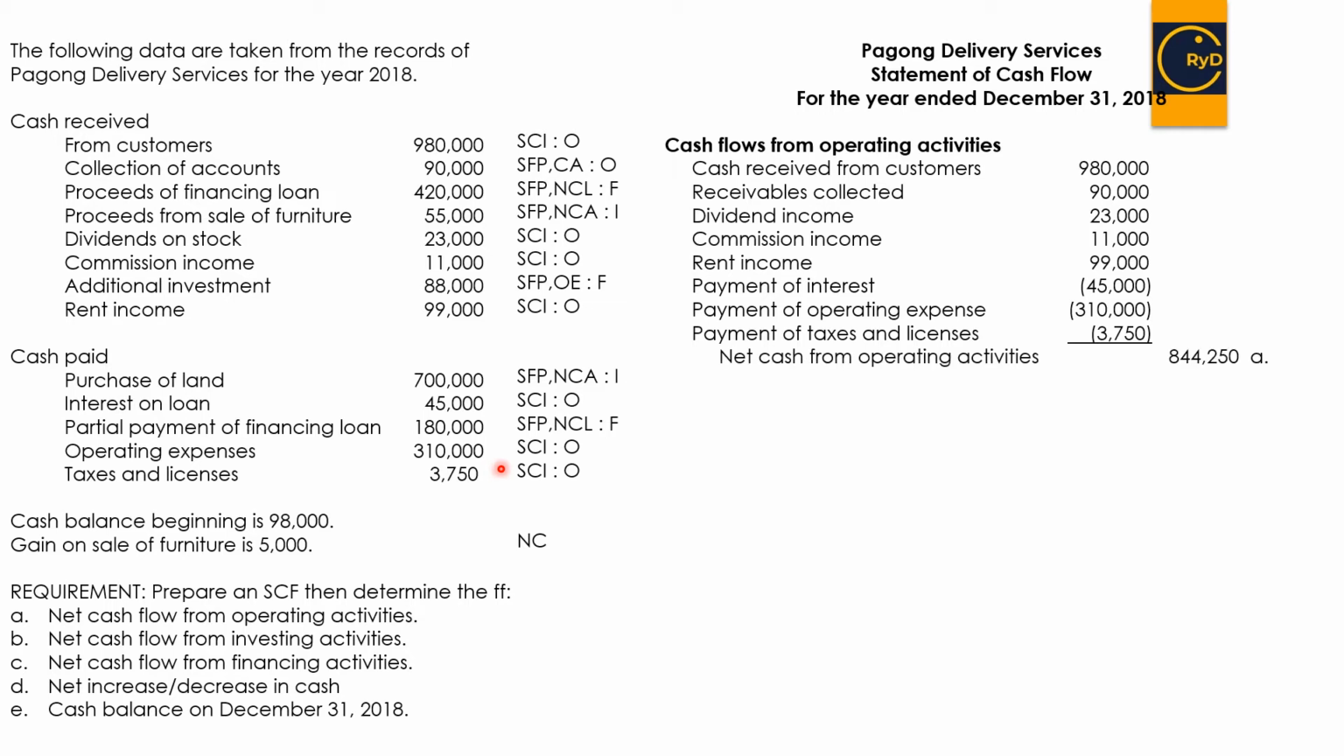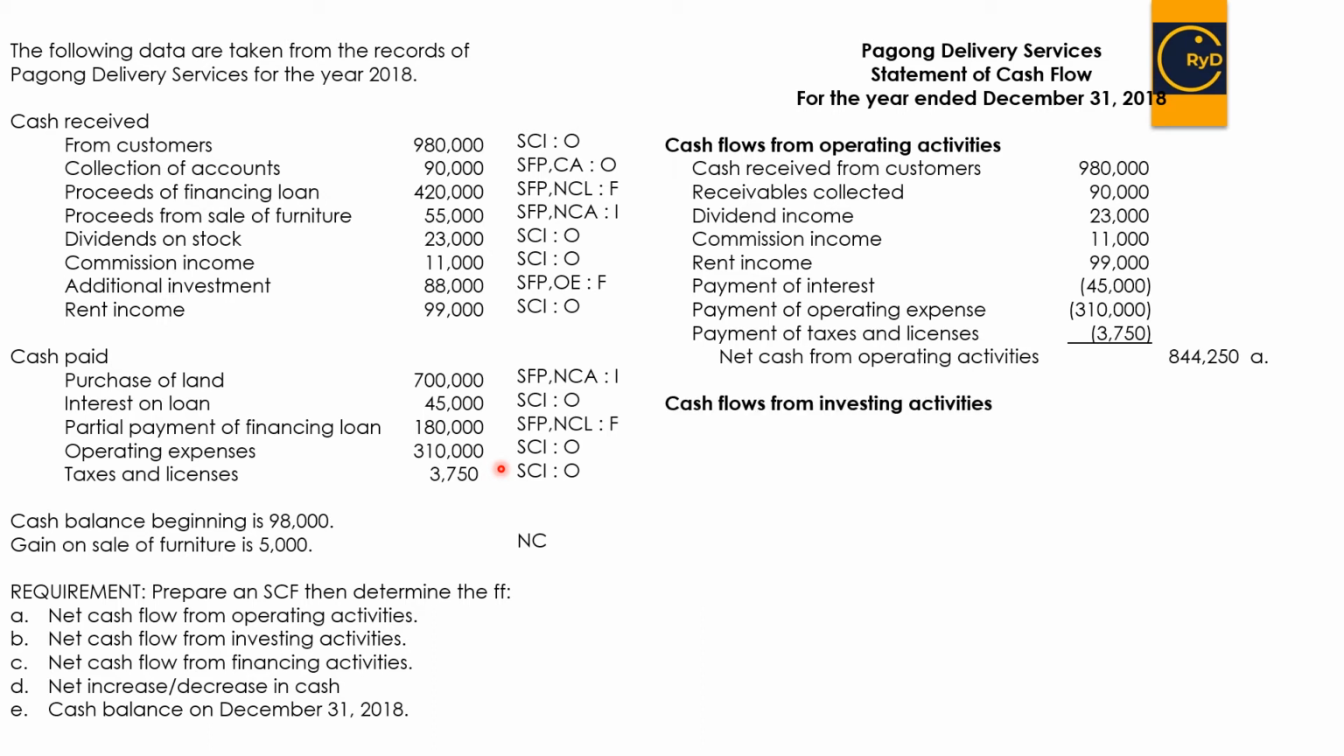So we sum this up to arrive at our net cash from operating activities. So it's at 844,250. That is also the answer to the requirement letter A.